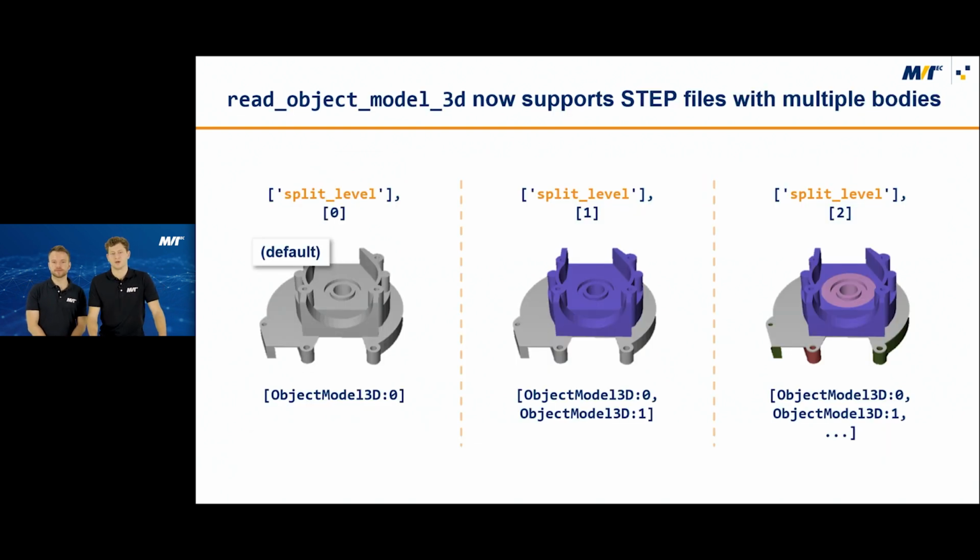So you probably all know STEP files, and STEP files can contain definitions of independent bodies. With HALCON 2411, the new parameter split level of the operator read_object_model_3d allows each body of a STEP file to be imported as a HALCON 3D object model. If the parameter is set to 0, the file is imported as a single model. With the value 1, the model is roughly separated into multiple bodies, as you can see here, and then setting the split level to 2 separates the model at an even more detailed level.